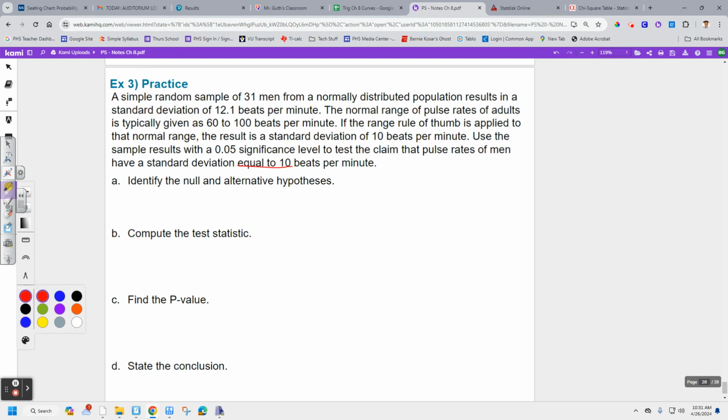So kind of out of all of that, that's what jumps out to me. Part A says identify the null and the alternative hypotheses. That's step 3 in our steps. Step 1 was what I just wrote down. Step 2 is give me the opposite of that. Step 3 is the null and the alternative. The null is the one with the equals in it, and the alternative is the other one.